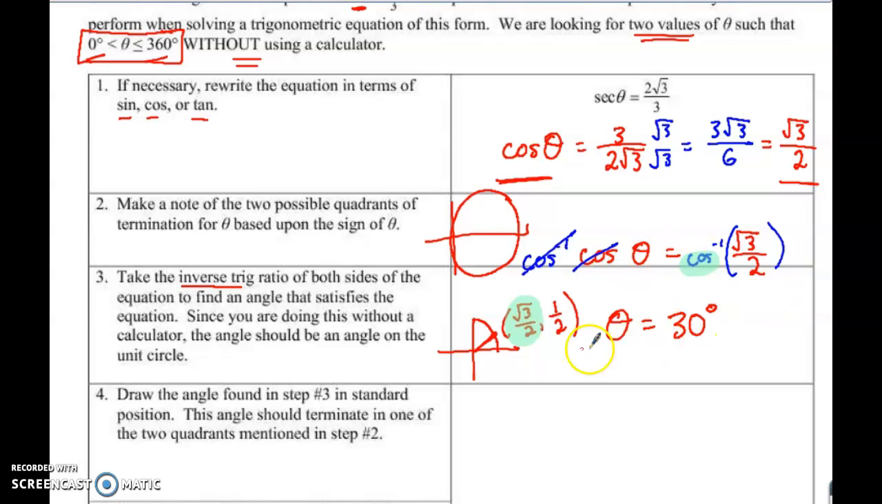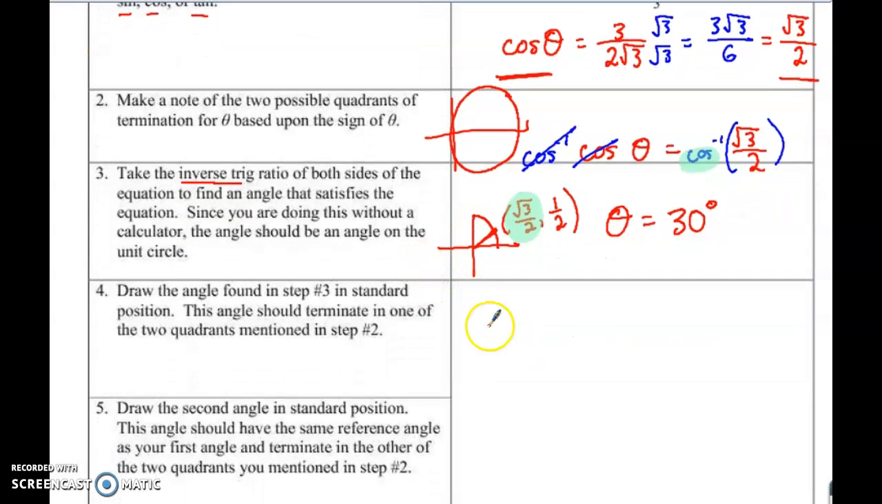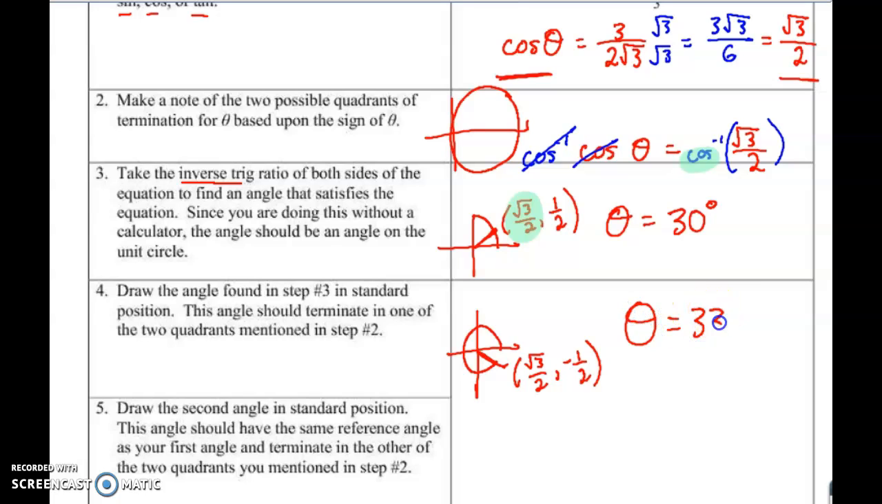And let's think about it, what should be another angle that has the same ordered pair? Well, into the fourth quadrant, we have root 3 over 2 again with a negative 1/2, and that angle would be theta equals 330 degrees. And those are your 2 answers.